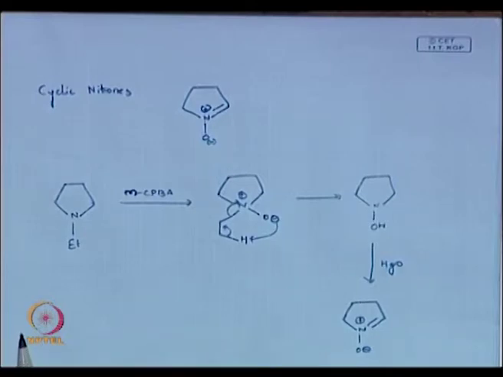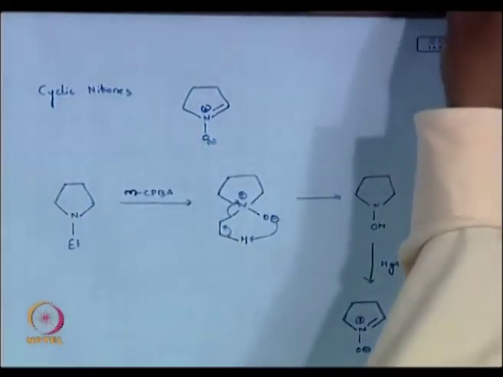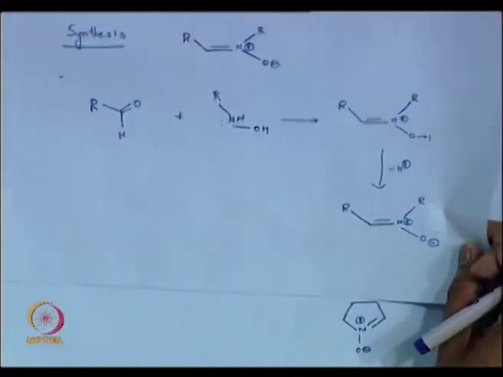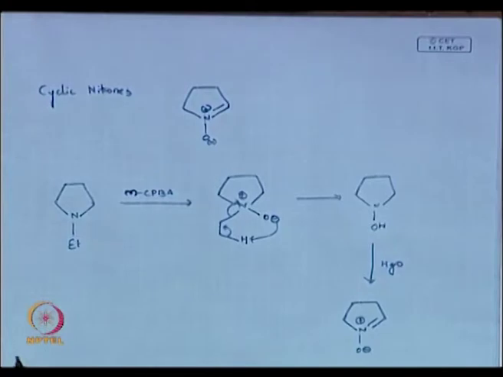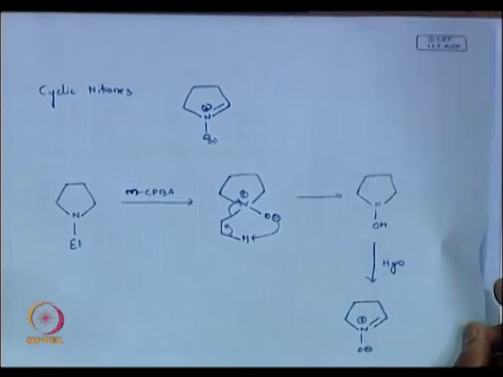Right, these are some syntheses, and there are many ways. If you want acyclic nitrones, you can synthesize them. You can synthesize cyclic nitrones. There are also many chiral cyclic nitrones and chiral acyclic nitrones you can synthesize. So, that is fine.